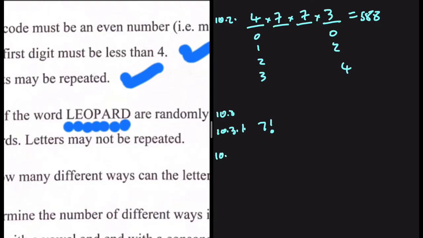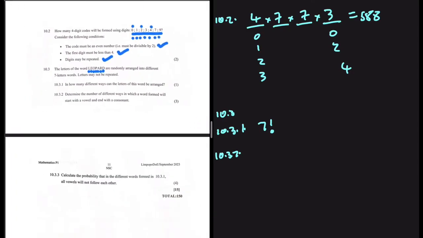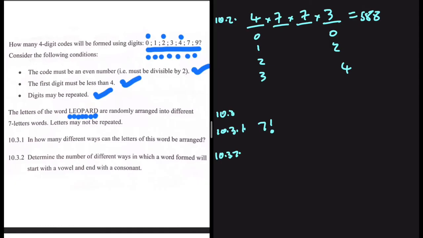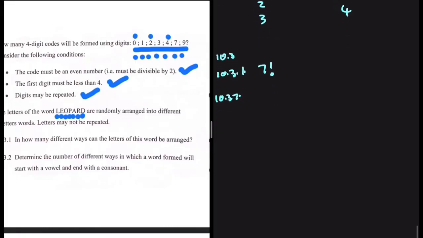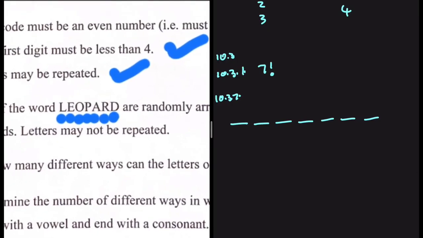And then the following question, 10.3.2: determine the number of different ways in which a word formed will start with a vowel and end with a consonant. Let's see how that will look. We need 7 spaces as we have 7 letters. We need to start with a vowel. How many vowels do we have in the word leopard? We have E, O, and A.